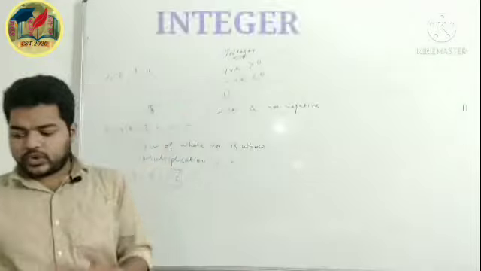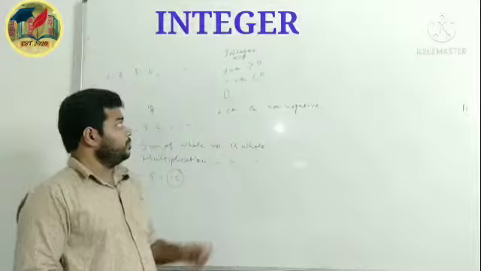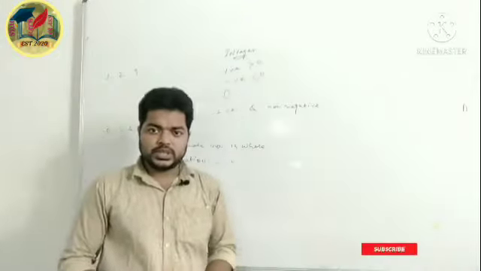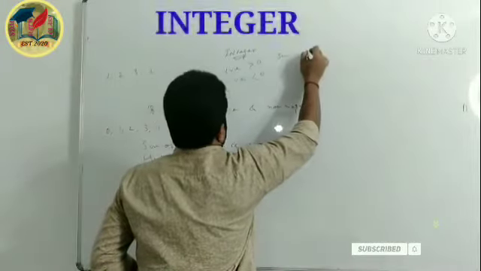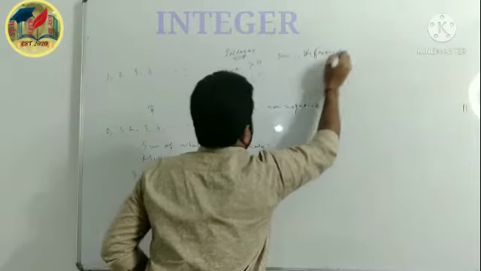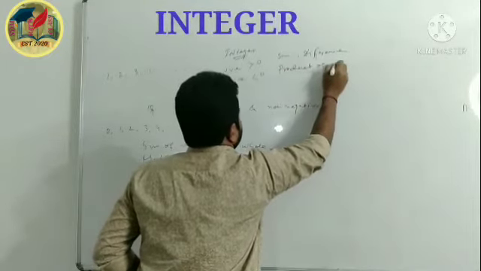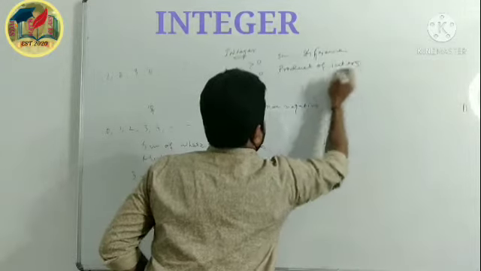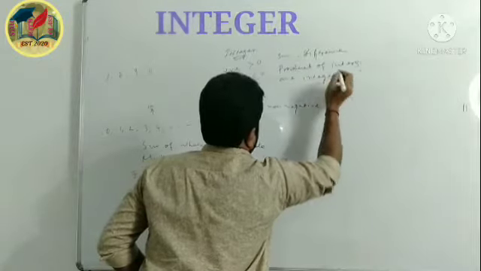Clear? Now, properties of integers. The sum, difference and product of integers are integers. That is, the sum of integers, the difference of integers, and the product of integers are integers. Clear?